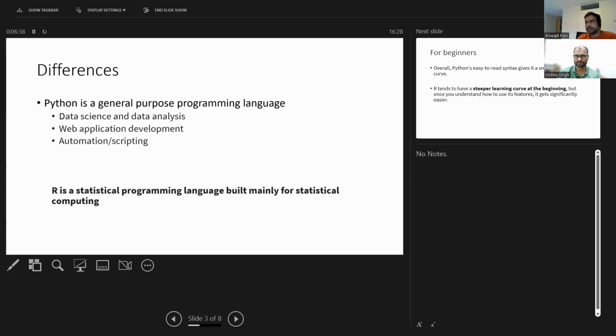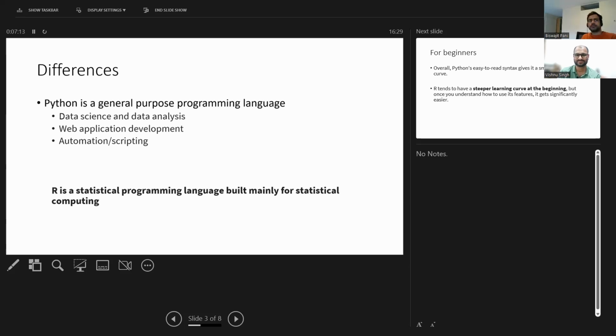Yes, and there are many differences between Python and R, quite a few actually. The most basic one is that Python is a general purpose programming language. Python was created by someone from the Netherlands, by the way. He created it in 1989, and at that time he created it as a general purpose programming language.